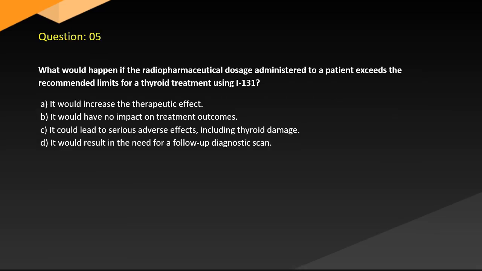Question 5. What would happen if the radiopharmaceutical dosage administered to a patient exceeds the recommended limits for a thyroid treatment using I-131? A. It would increase the therapeutic effect. B. It would have no impact on treatment outcomes. C. It could lead to serious adverse effects, including thyroid damage. D. It would result in the need for a follow-up diagnostic scan.